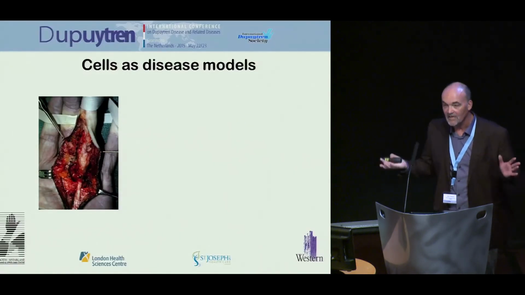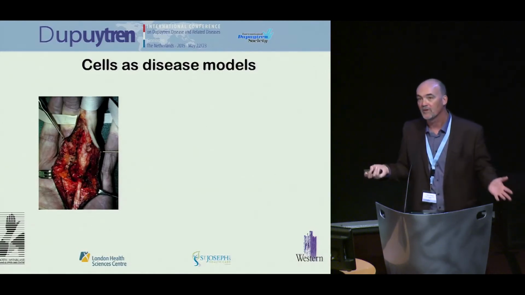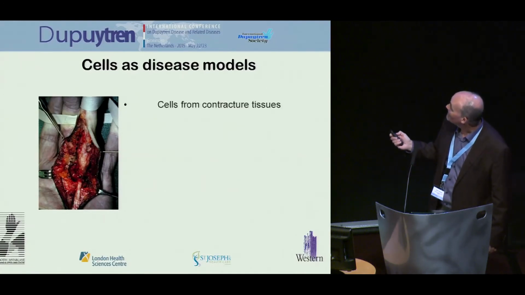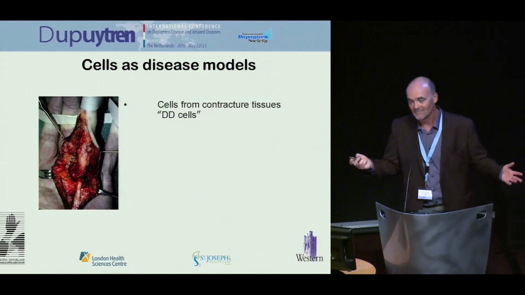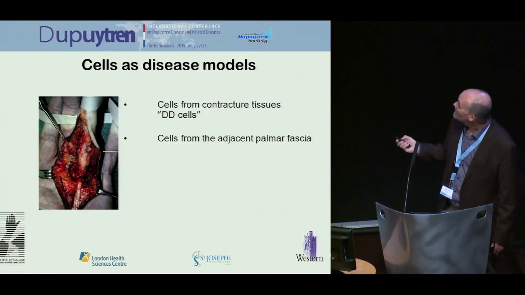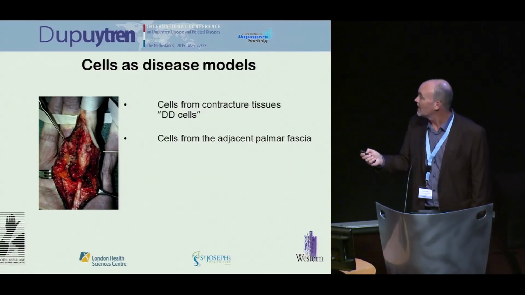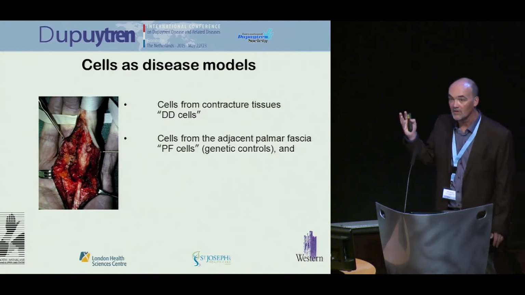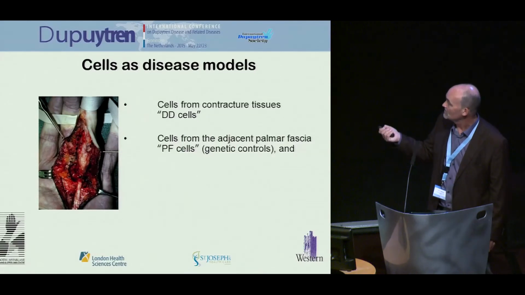So we thought we should investigate this. We're going to get some tissues out of these patients, we're going to grow them, and we're going to look at what beta-catenin does in Dupuytren's disease. Should be a doddle. We'll knock this over in the weekend. So we got cells from contracture tissues, which we refer to as DD cells. It's not very imaginative, I know. Cells from the adjacent palmar fascia, like I showed you. So these are cells which are genetically identical, they are syngeneic with the DD cells because this is benign fibrosis, which we refer to as PF cells, palmar fascia cells.